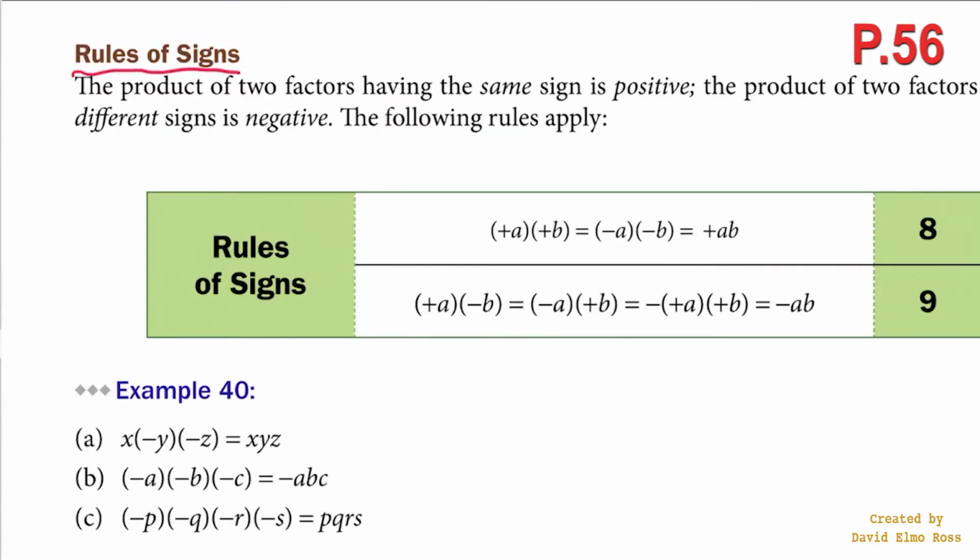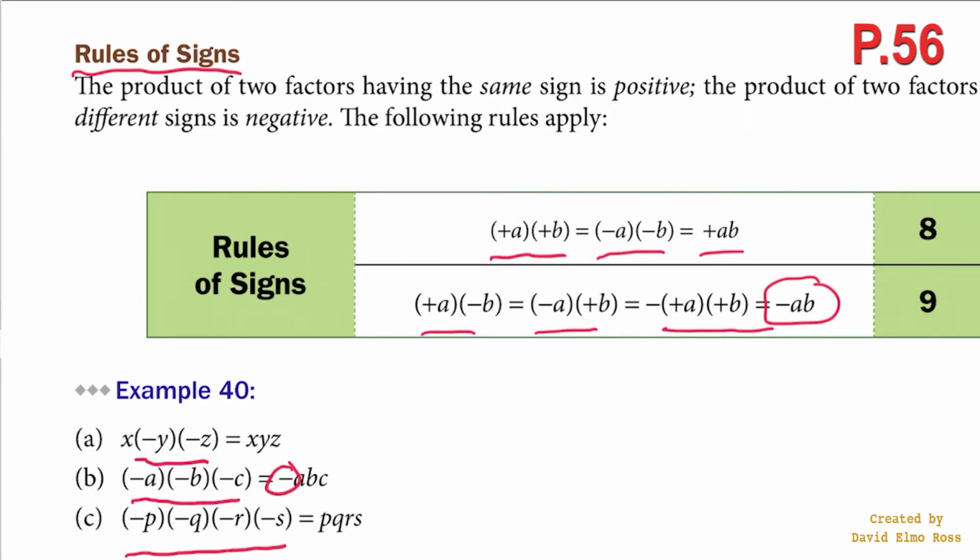Now the rule of signs says if you multiply two positives together or two negatives together, you get a positive result. A positive times a negative, or a negative times a positive, or the negative of a positive times a positive, in this case gives you a negative. In fact, if you multiply an even number of negatives, you're going to get a positive. If you multiply an odd number of negatives, you're going to get a negative.